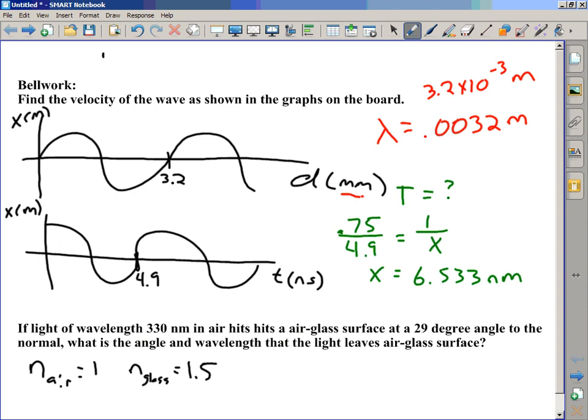From up top, remember velocity equals lambda f, or velocity equals lambda divided by the period, right? Because frequency is 1 over the period. Please keep frequency and period straight in your head.